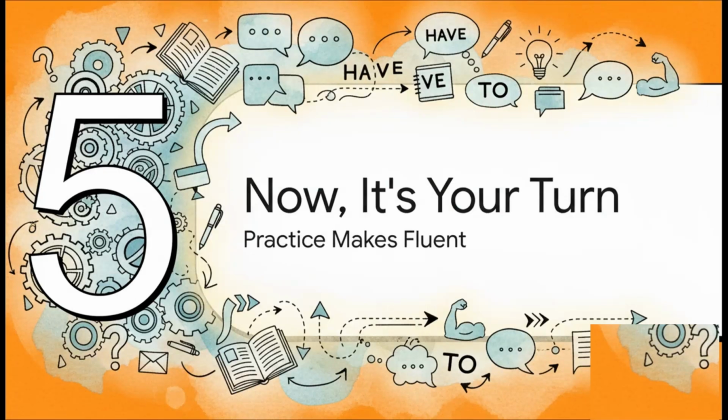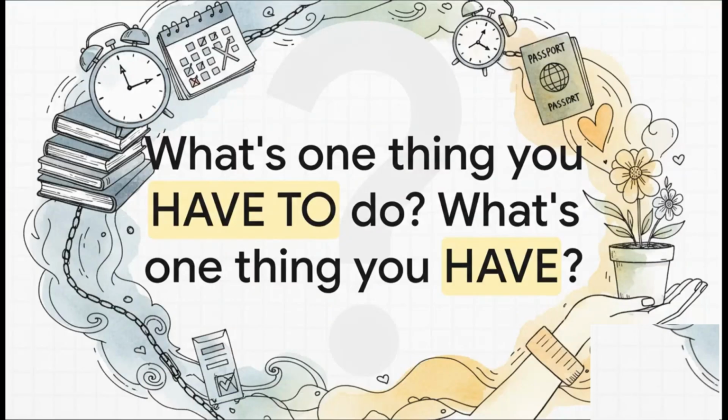Got it? Okay, you've seen the examples. You've learned the one simple rule. Now comes the most important part. It's your turn to actually practice this. So let's make this real. Think about your life right now. What's one thing you have to do today? And on a nicer note, what's one cool thing you have? Try to say the answer out loud, just for yourself. It's the best way to start using these words with confidence.